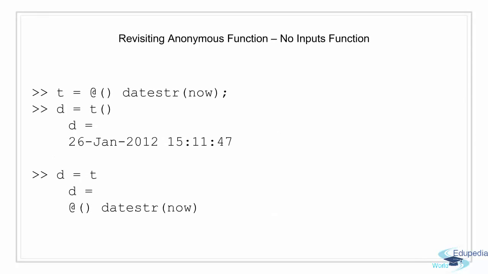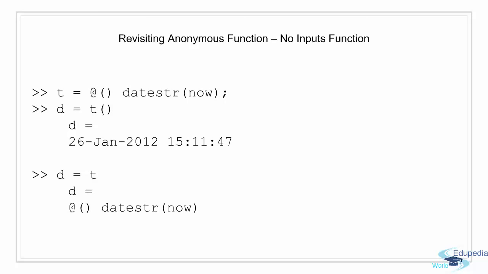An anonymous function does not necessarily need to have an input argument. There may be some cases where we don't require an anonymous function to have input arguments. Like here we have an anonymous function that returns the current date and time without taking any inputs. Such functions are called with the function handle and empty parentheses, as shown in the second line, where we call the function handle t with empty parentheses.